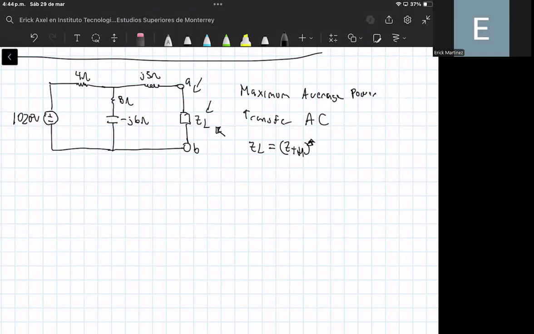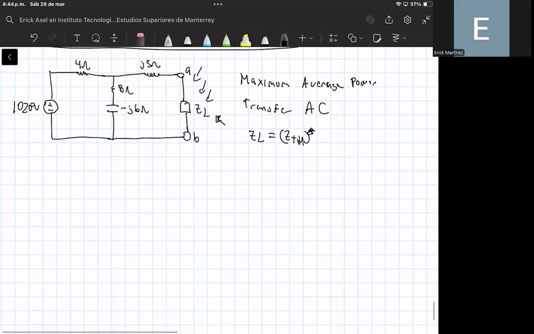So the approach is to first compute the Thevenin equivalent between terminals A and B, and based on that, we can compute this load that ensures a maximum average power transfer. And with that information, we can also compute what is that maximum average power that can be transmitted or supplied to the load that is connected to this part of the circuit. So what we can do first is to compute that Thevenin equivalent. So first we compute the Thevenin voltage.